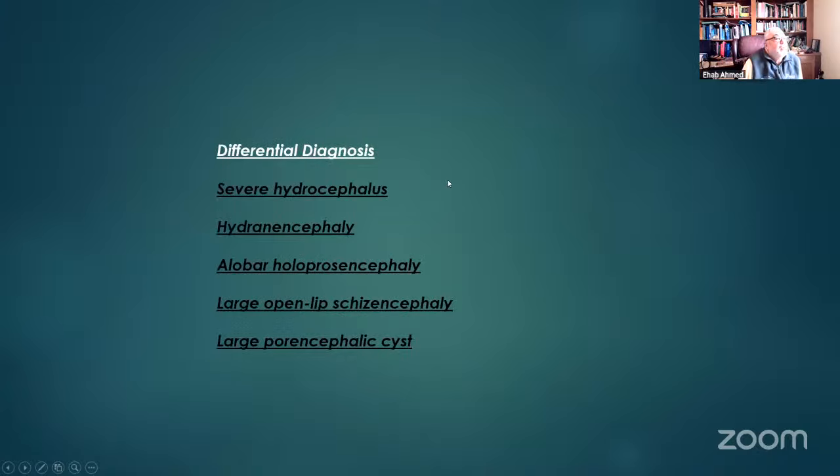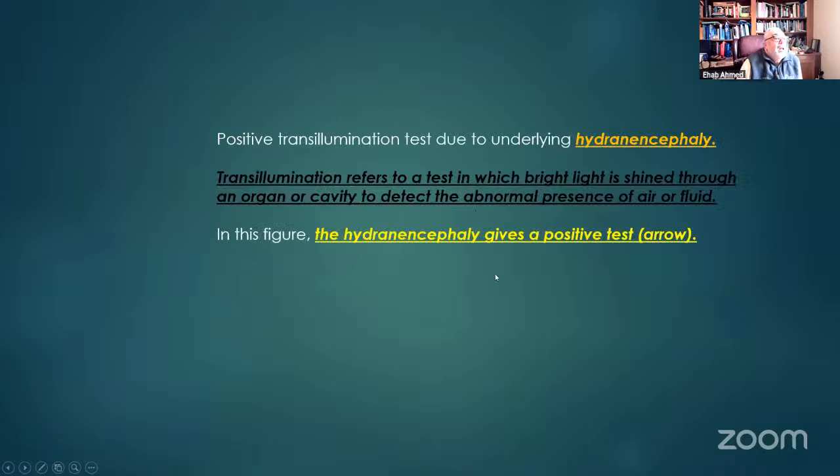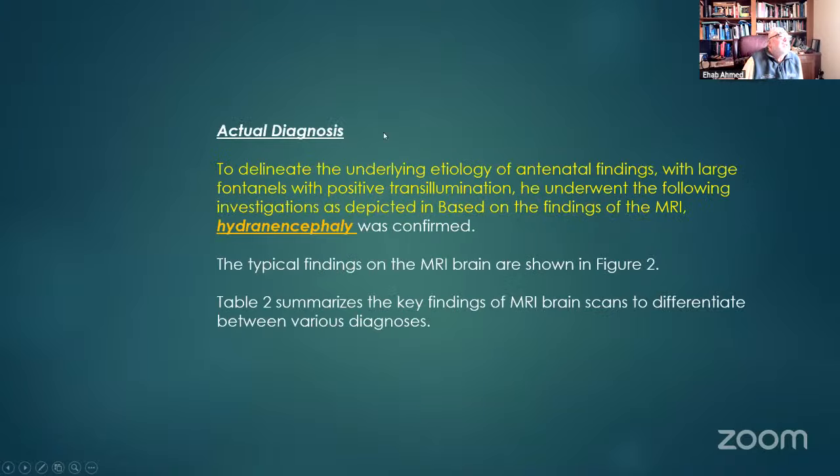But this is very crude. The MRI is the best, but parents refused. Genetics, important, but the parents refused. So what is the actual diagnosis? With large fontanelles, positive trans-illumination, he underwent MRI and proved to be hydranencephaly.